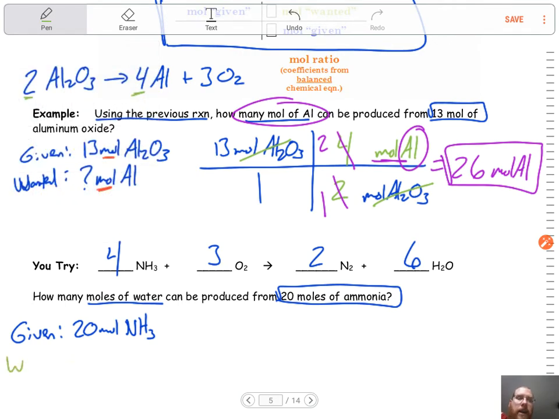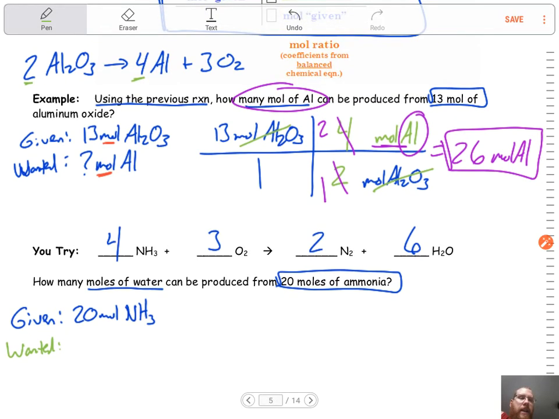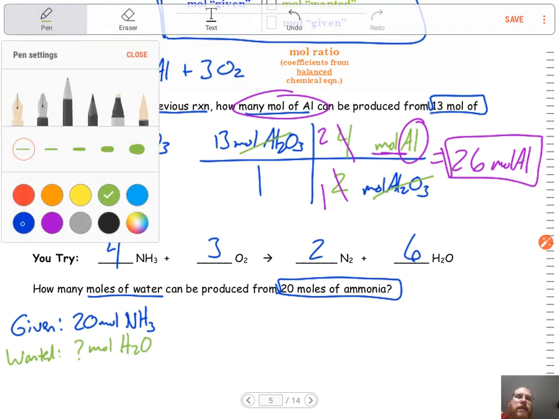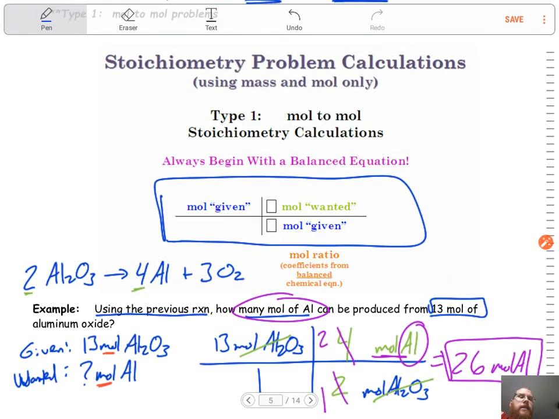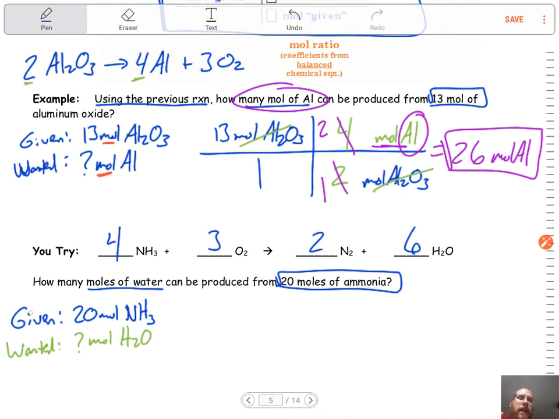So my wanted, and I'm going to stop using colors toward the end of this unit, but for now I want to show you guys where I'm getting this stuff. I'm trying to get to moles of water. Okay, so mole to mole problem, it's going to be one step. I'm following my roadmap, which I have up here. Again, this roadmap is not going to stay this simple. It will get bigger, but by writing down your given and your wanted, it's going to help you identify that. So I'm starting with 20 moles of NH3.